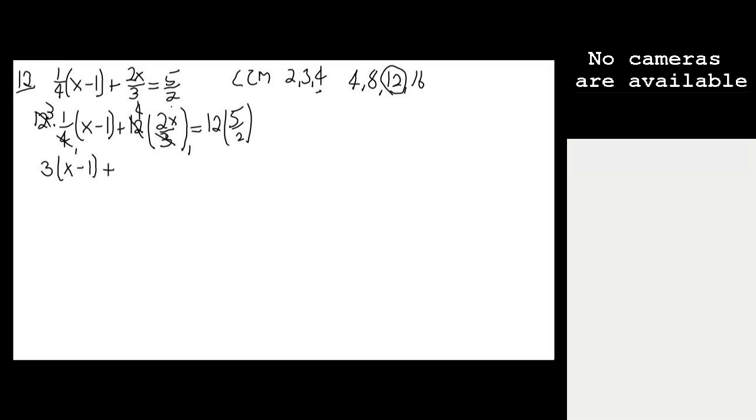This would be question 11, part 7. The question is 1 over x plus 1, plus 1 over x minus 3, is equal to 2. And our question tells us that x is not equal to -1 and it's not equal to 3.